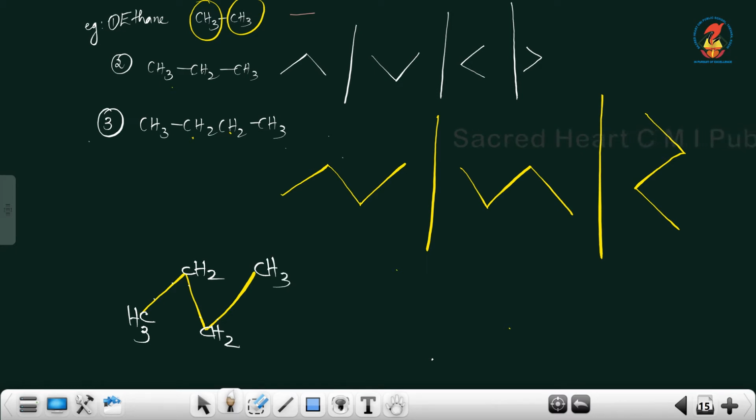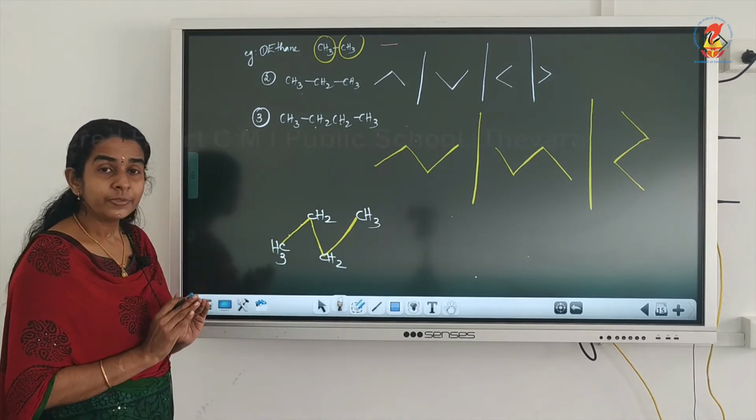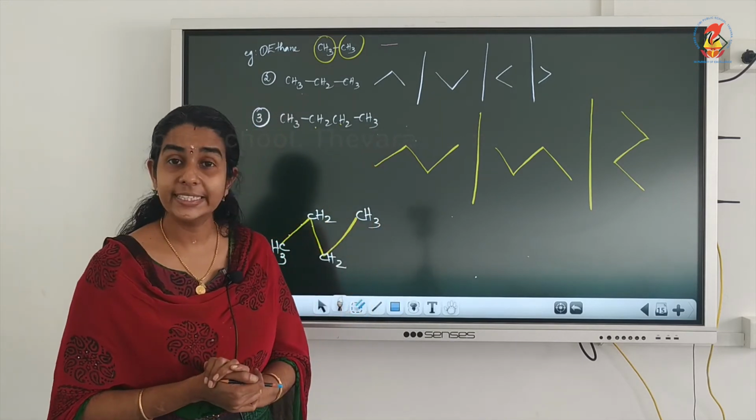And here also 3. And when you want to write the condensed formula, there is no need to draw like this. You can write it as a straight molecule. Only when we write the bond line representation, we use the zigzag fashion.